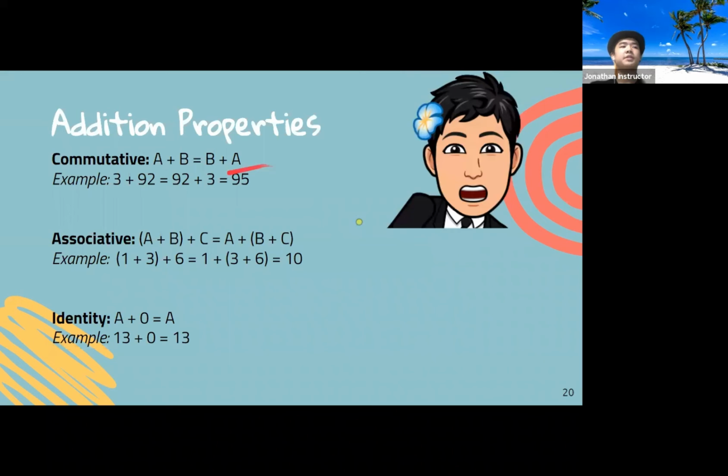So let's look at addition. The commutative property in addition basically says that if you add 2 numbers, the order doesn't matter. So let's say I have a number A and a random number B. Then A plus B is equal to B plus A. So for example, 3 plus 92 is equal to 95, right? But 92 plus 3 is also equal to 95. So that's the commutative property. Basically, the order in addition does not matter.